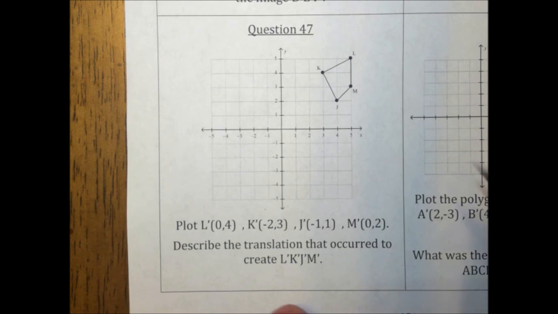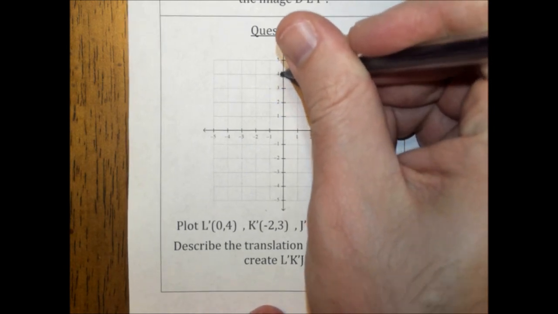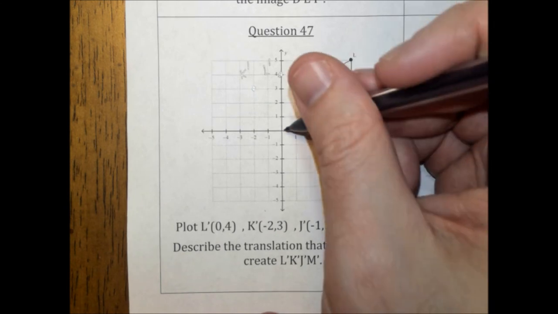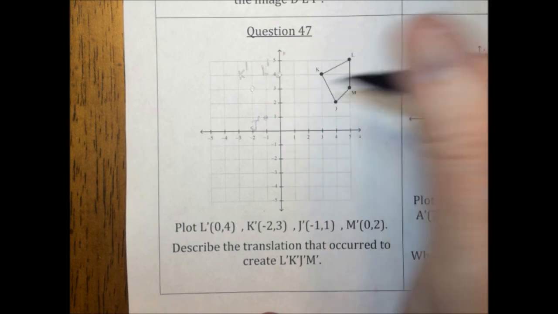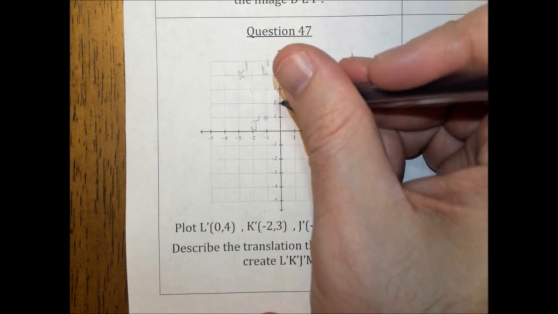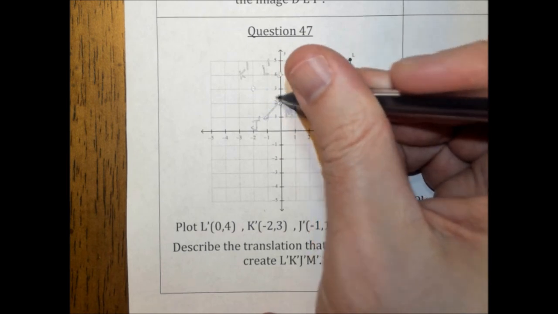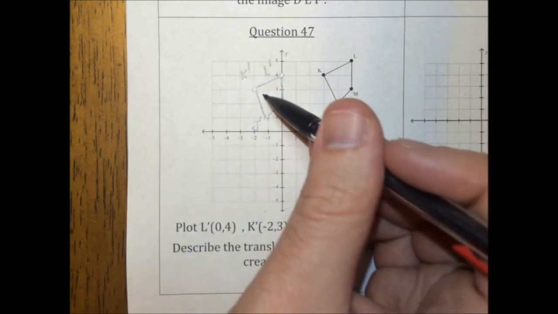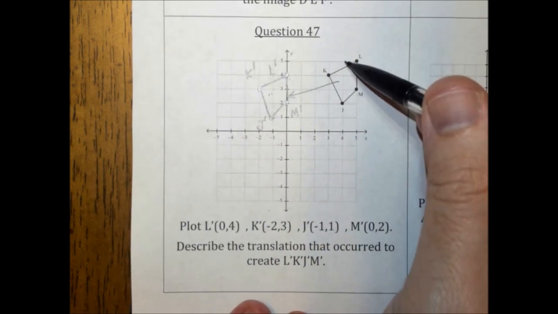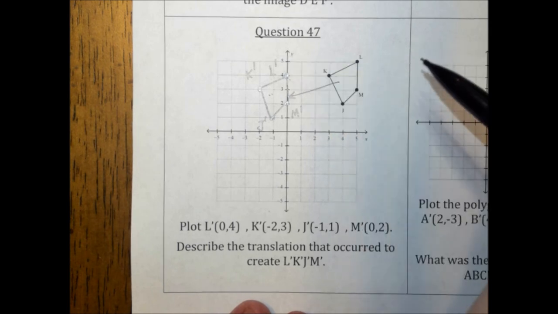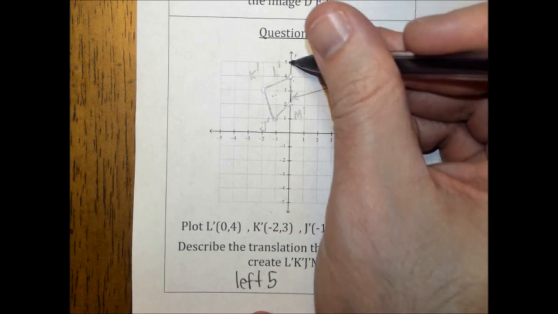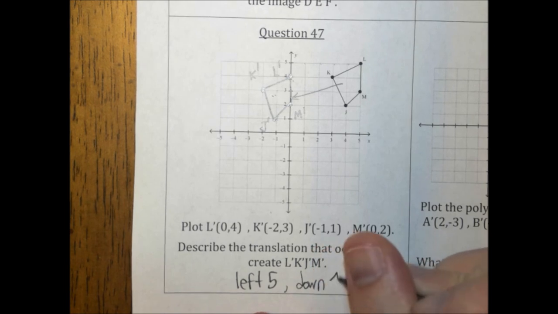47. Plot L prime, which is 0, 4. K prime, which is negative 2, 3. J prime, which is negative 1, 1. And M prime, which is 0, 2. Let's connect this. Describe the translation that occurred to create this shape. So this moved over to the left 1, 2, 3, 4, 5. Moved to the left 5, and down 1.